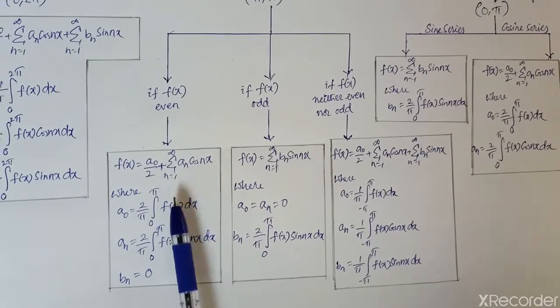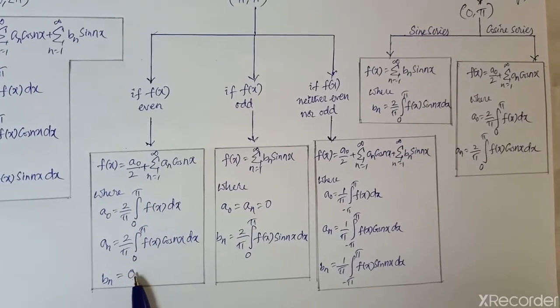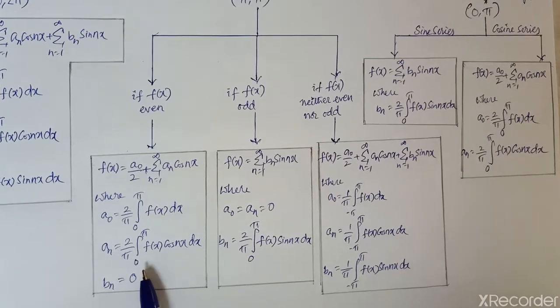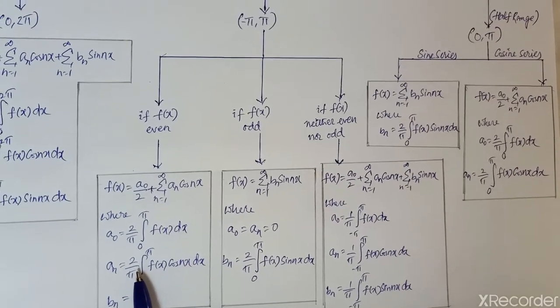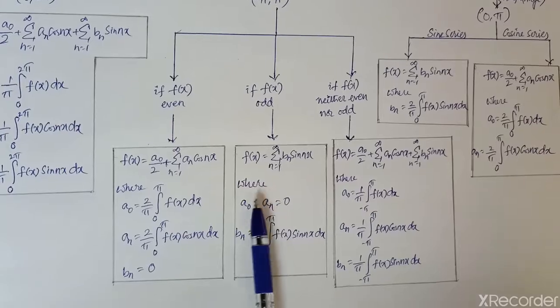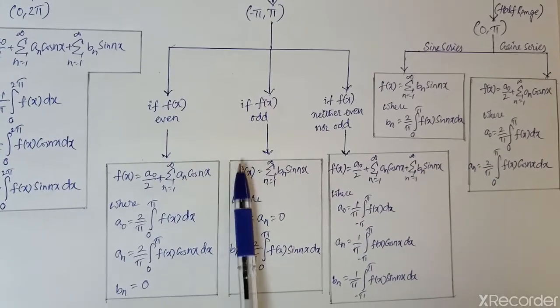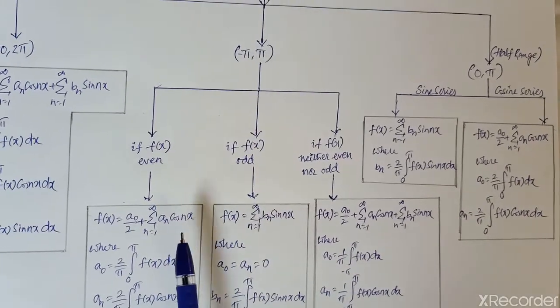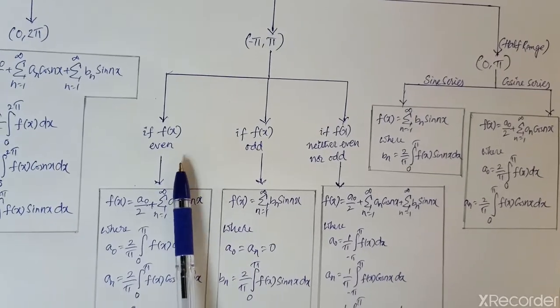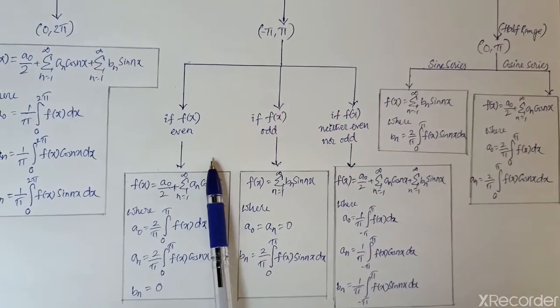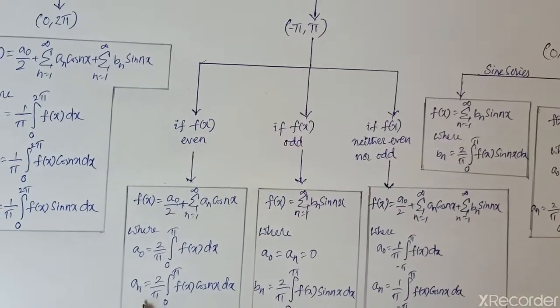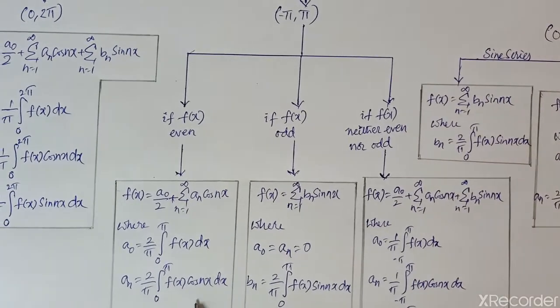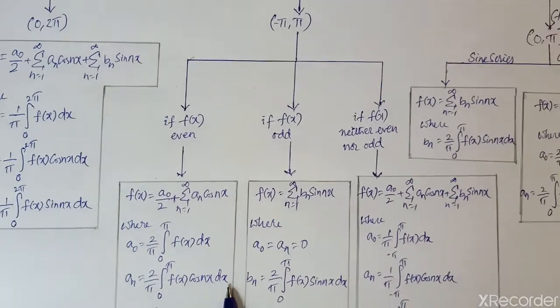So in that case, even though b n is 0, you have to find b1 and a1 separately. It doesn't matter whether the function is even or odd in the interval minus pi comma pi. When asked to expand a trigonometric function like sin x or cos x, in that case you have to find a1 and b1 also. Remember that, that is a very important point.